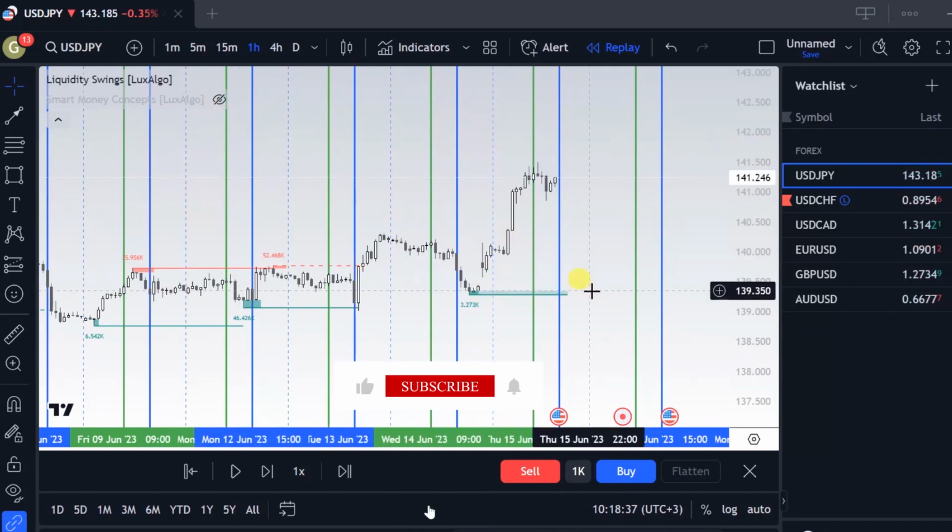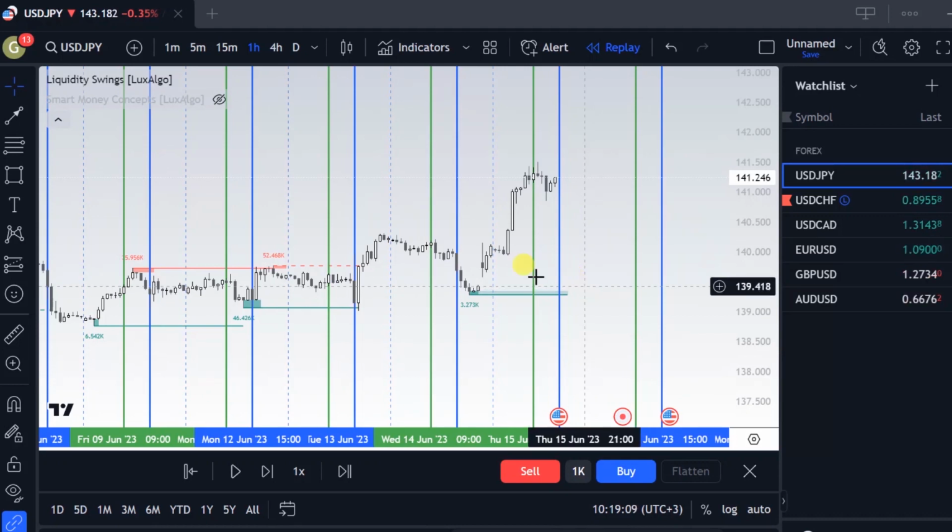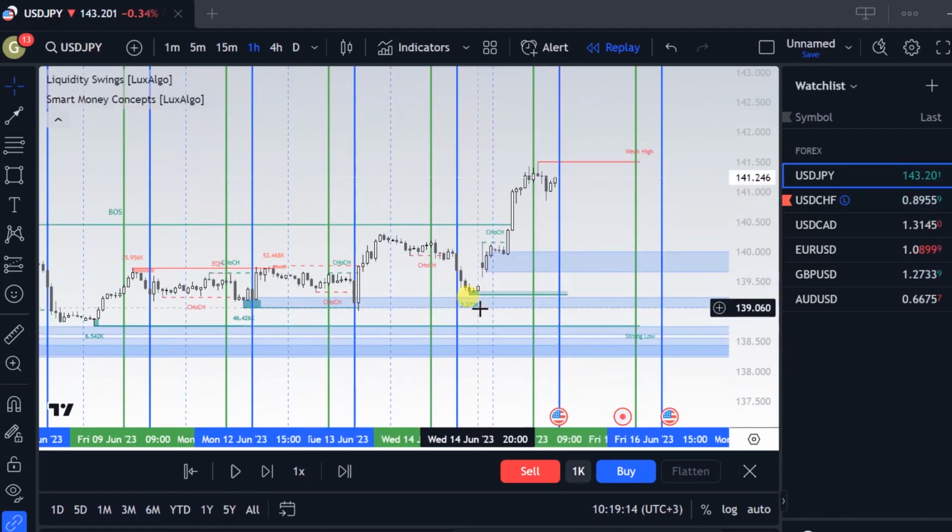So the other thing I'm going to request you to do is actually use another indicator called Smart Money Concepts by Lux Algo. Now, this is one of the best indicators, because it also helps me determine the order blocks of the market. So let's go ahead, turn that on. So you can see there's an order block right here, and then another order block right here.